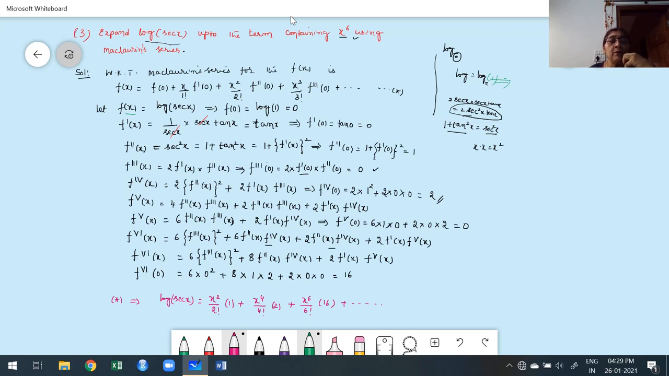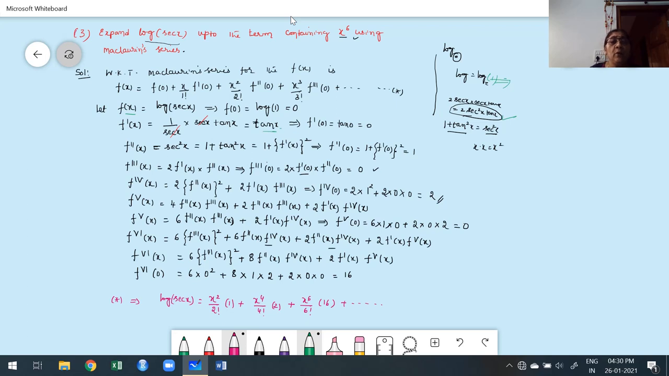Once you find the first derivative, what is the derivative of log of the function? The derivative of secant is secant x into tan x. After the simplification we get tan x, but you can't write tan x in terms of the previous one. Therefore, I have to find directly the derivative of tan x, secant square x. Don't find directly from tan secant square x for the next higher derivatives. What happens is the product of functions goes on increasing. Here I want to find up to the 6th derivative. Going by higher derivatives directly is very complicated.